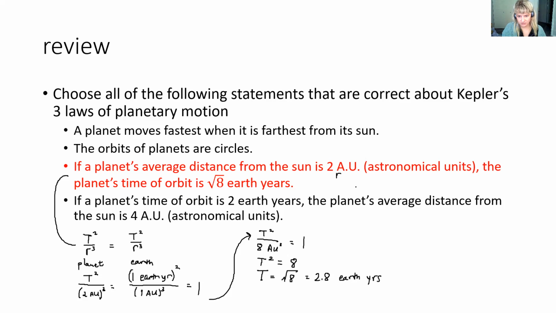Makes sense because that's farther away. And we said when the planet is farther away, it takes longer to go around the Sun. In this case, it takes 2.8 Earth years to go around the Sun. The last one is false. You can work it out yourself, but you would use the same process as shown here.